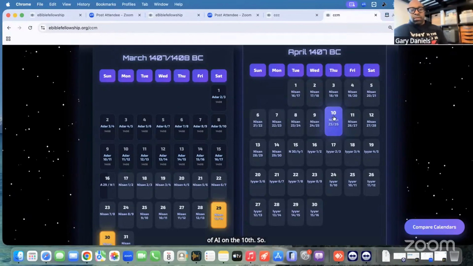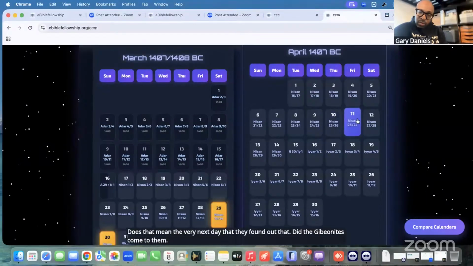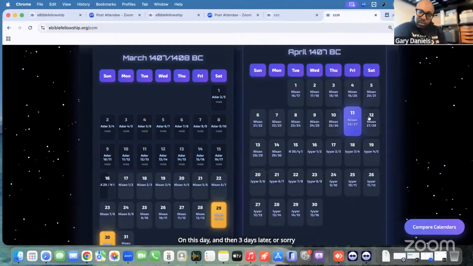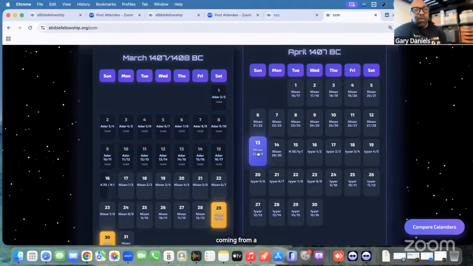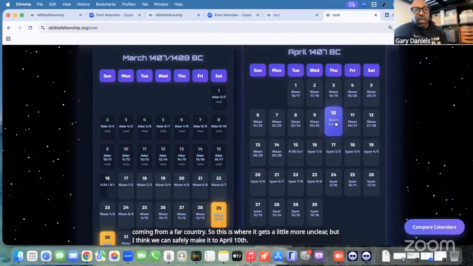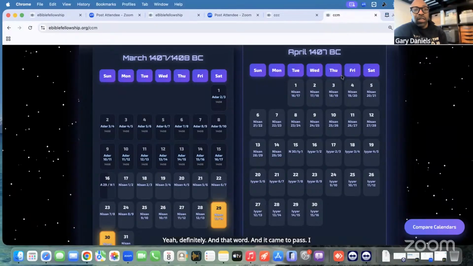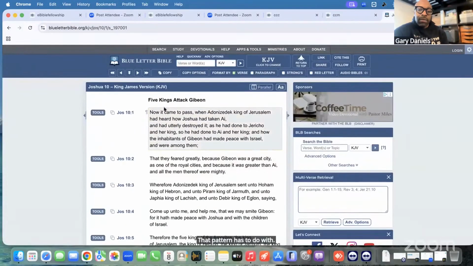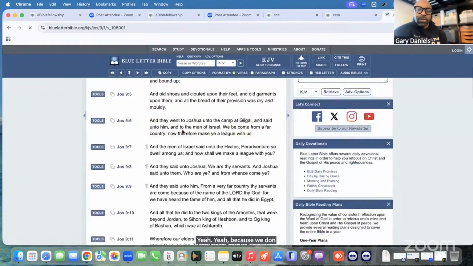And then we don't know if the next chapter is chronological, where it says, "and it came to pass." Does that mean the very next day that they found out? Did the Gibeonites come to them on this day, and then 3 days later they find out that they're neighbors, not coming from a far country? This is where it gets a little more unclear, but I think we can safely make it to April 10th with more certainty. And that phrase "and it came to pass," I wonder what spiritually that pattern has to do with.